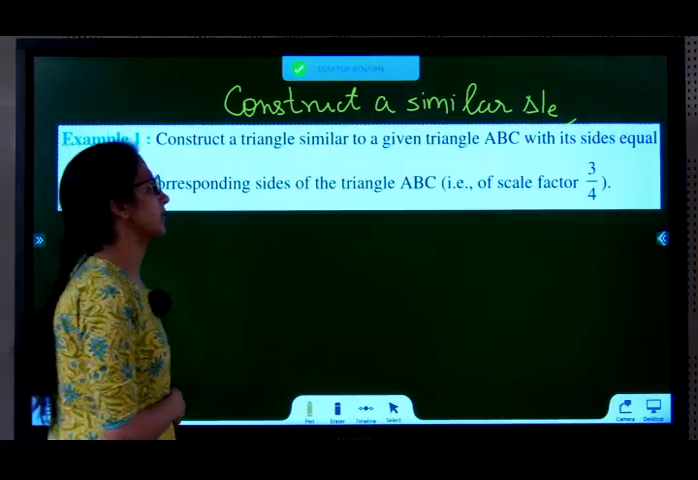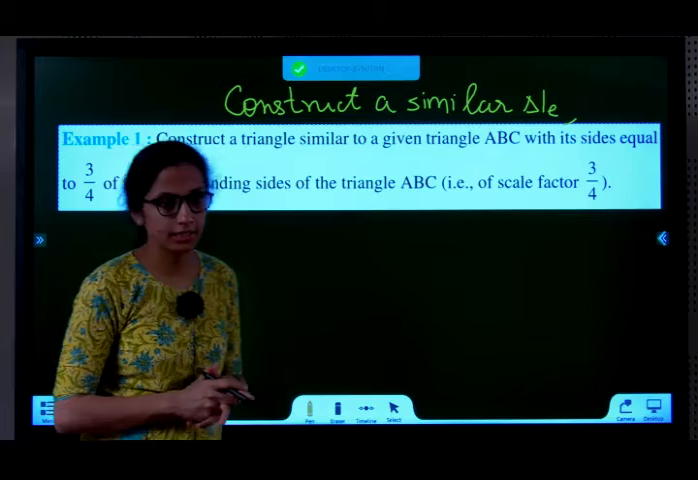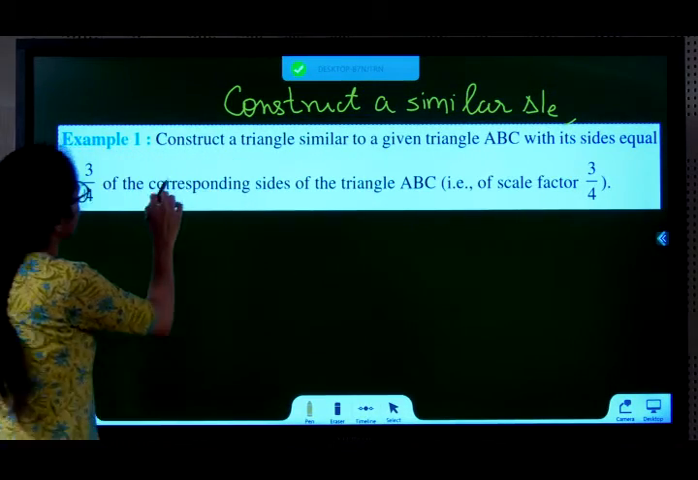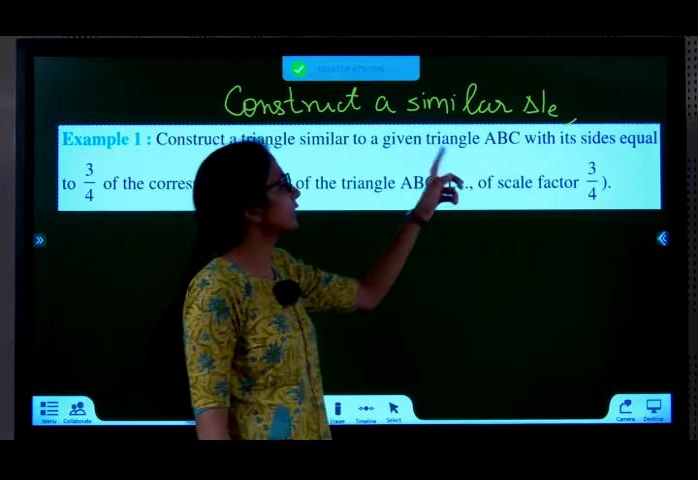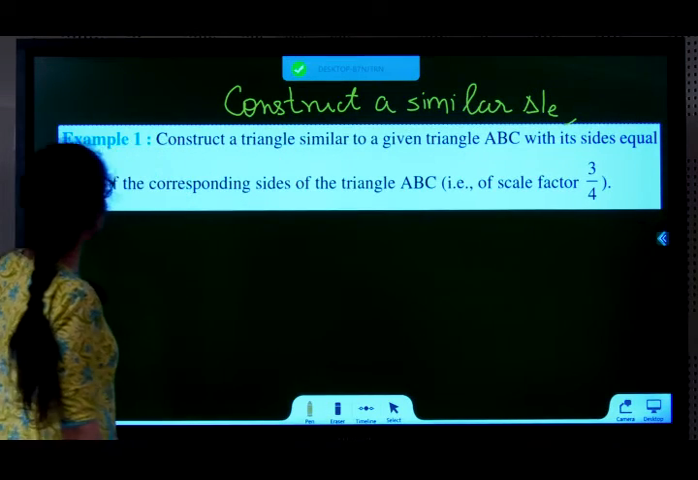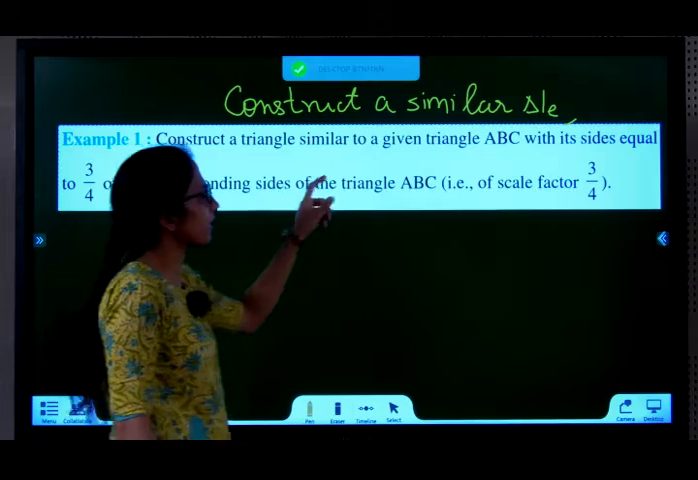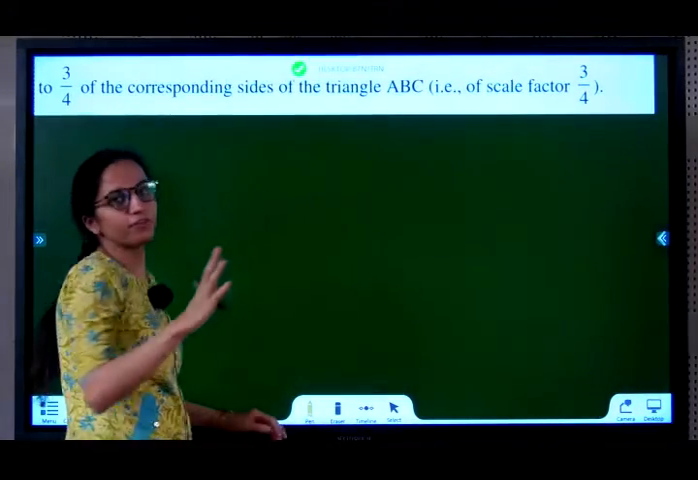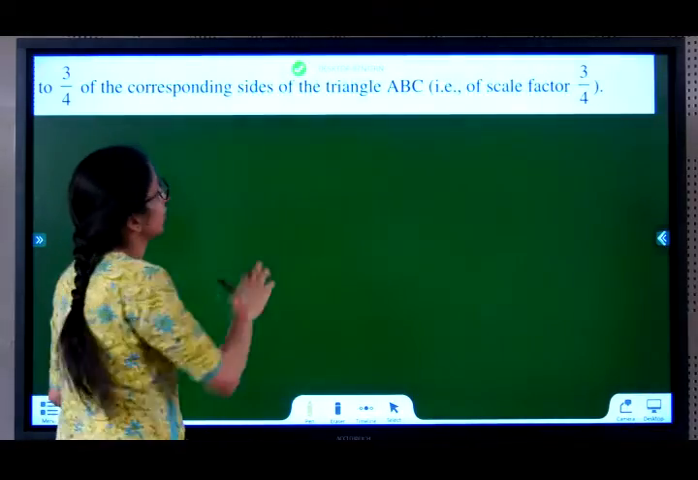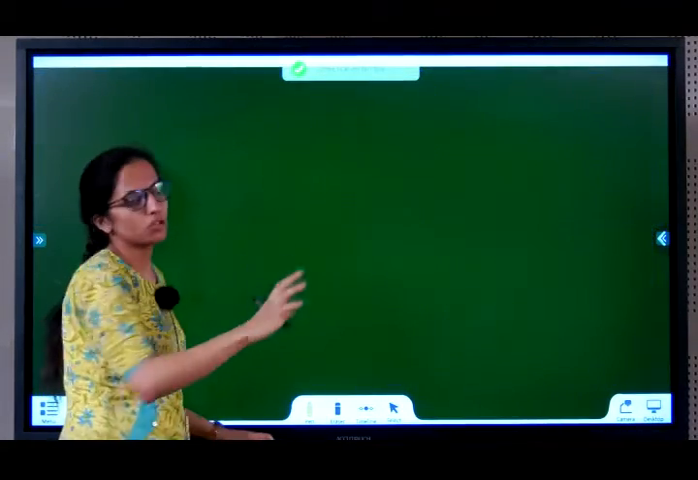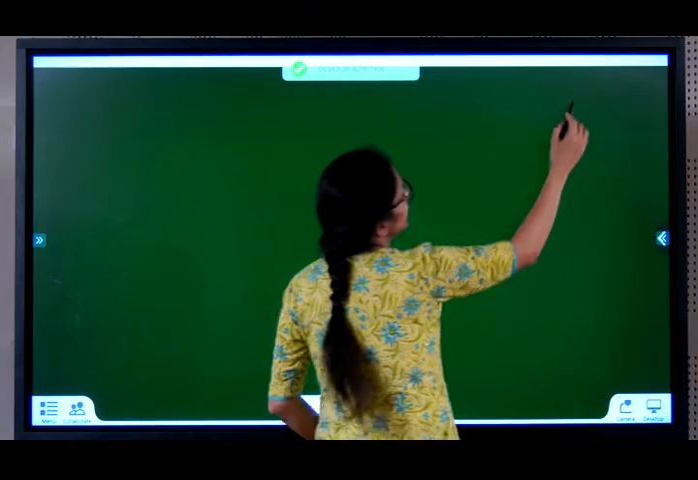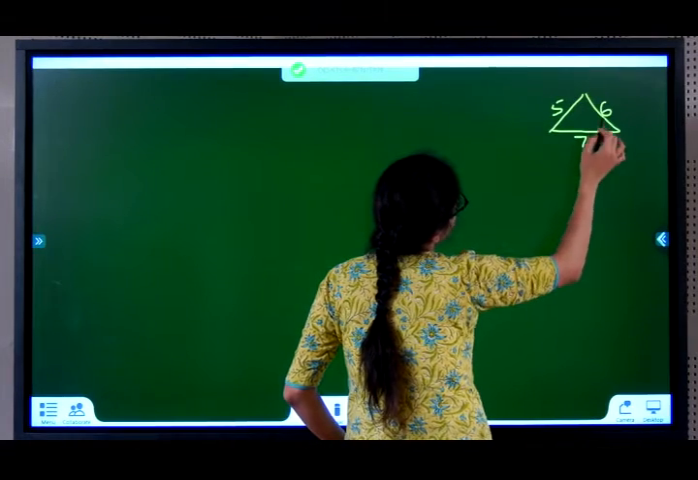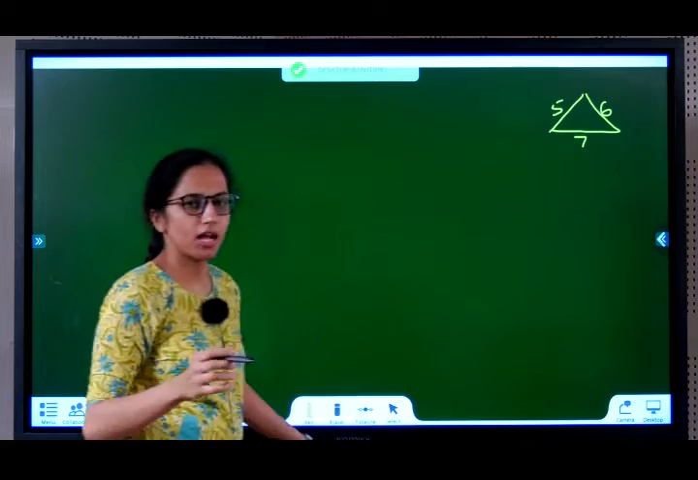The next topic that we'll be moving on to and learning in construction is how to construct a similar triangle. So the first example, construct a triangle similar to a given triangle ABC with its sides equal to 3 by 4 of the corresponding sides of triangle ABC. So the new triangle should be 3 by 4 times the old triangle's sides. And here they have not given the measurement of triangle ABC, so we'll all do the same measurement. So let's take this as 7, this as 5 and this as 6. 7, 5, 6.